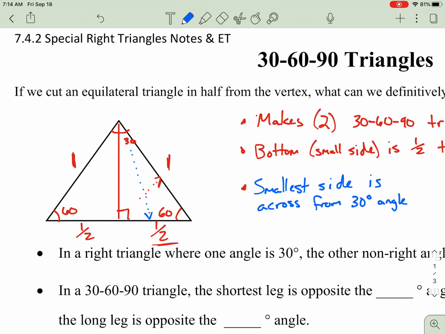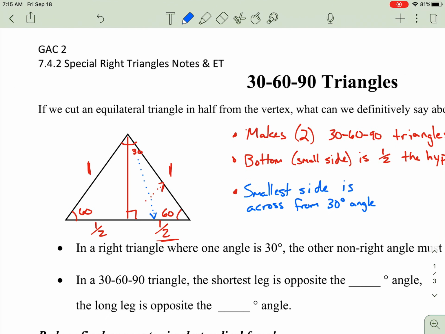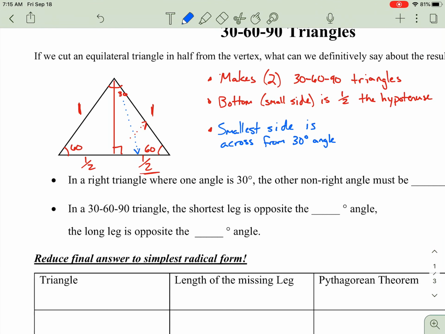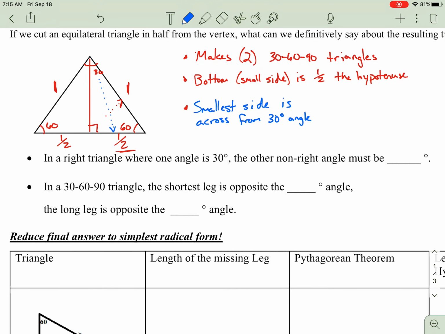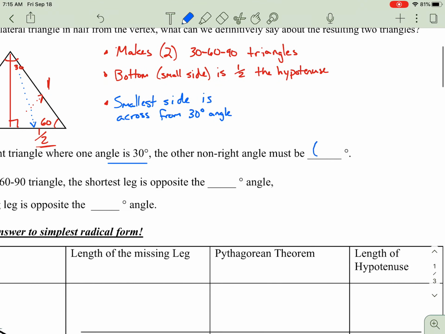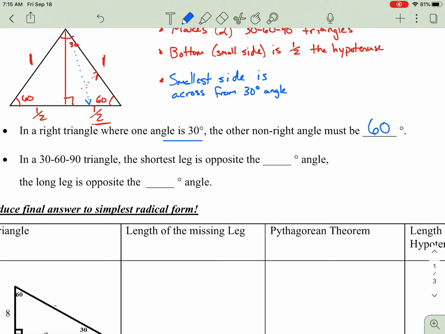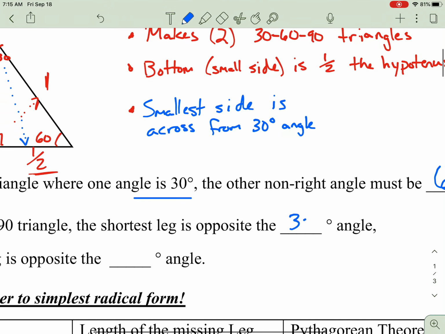All right, that's all really relevant information because when you're working with the 30, 60, 90 triangle, it is another special right triangle. There are 2 of them, the 45, 45, 90, and 30, 60, 90. In the right triangle, where one angle is 30, the other non-right angle must be 60 degrees because that's what helps it add up to 180, so 30, 60, 90. In a 30, 60, 90 triangle, the shortest leg is opposite the 30-degree angle. So this is the shortest leg, right?